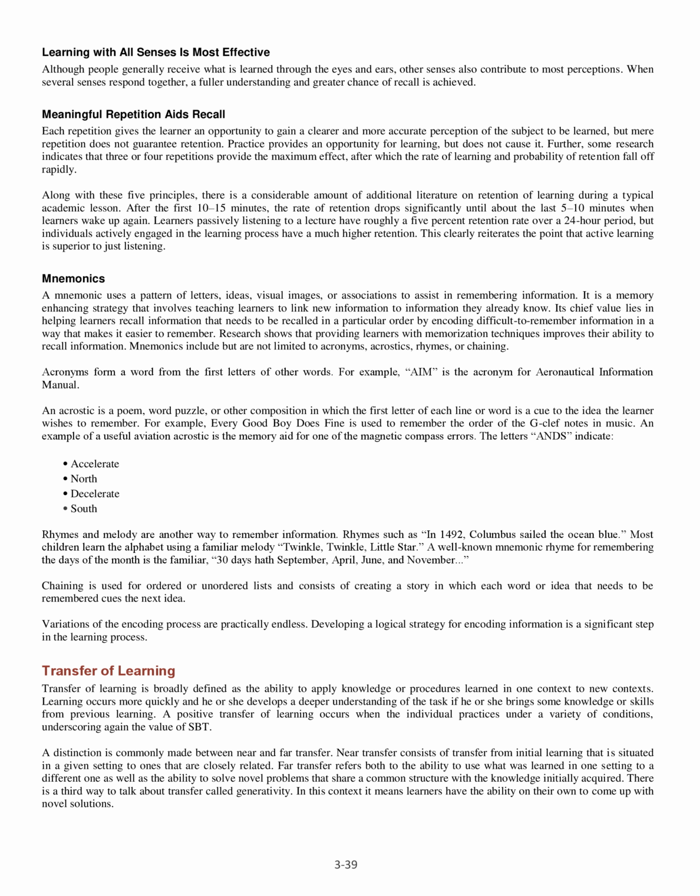Rhymes and melody are another way to remember information. Rhymes such as in 1492, Columbus sailed the ocean blue. Most children learn the alphabet using a familiar melody, Twinkle, Twinkle Little Star. A well-known mnemonic rhyme for remembering the days of the month is the familiar, 30 days hath September, April, June and November. Chaining is used for ordered or unordered lists and consists of creating a story in which each word or idea that needs to be remembered cues the next idea. Variations of the encoding process are practically endless. Developing a logical strategy for encoding information is a significant step in the learning process.